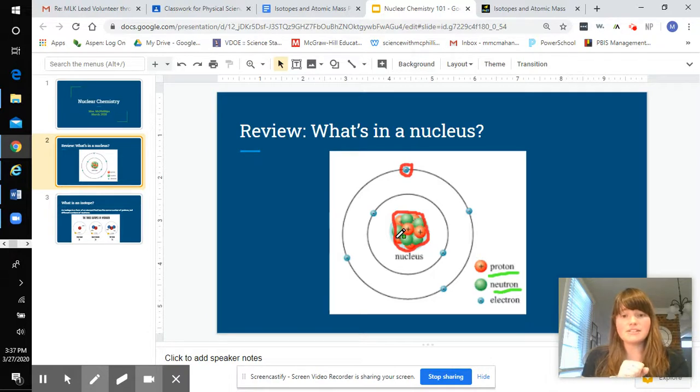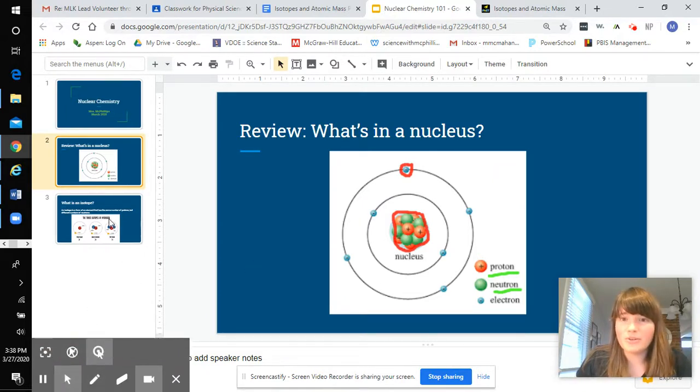So after his discovery, we started doing some more scientific work on what else is in a nucleus. And what was discovered is that there were neutrons. James Chadwick was the one to discover that there were neutrons. You can think of the neutrons like a glue that makes the protons stick together. So again, our nucleus has positive protons and neutral neutrons right there in the center.